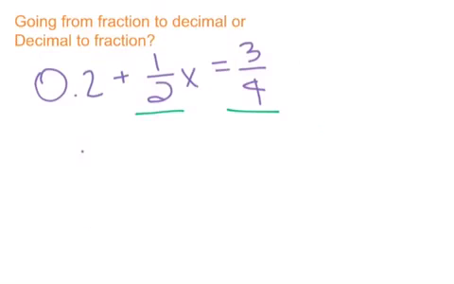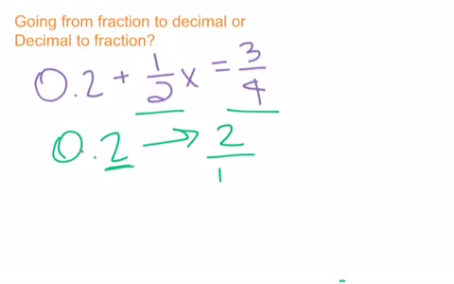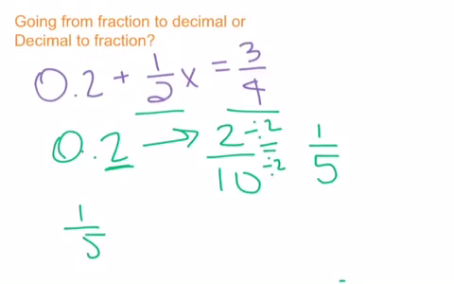So we're going to put 0.2 into a fraction. How do we do that? The 2 right here, the ending number in this decimal, is in the tenths place. So we're going to go 2/10. That's it. We're going to write that in simplified terms. So it's going to be 1/5. So our new equation is 1/5 plus 1/2 x equals 3/4.